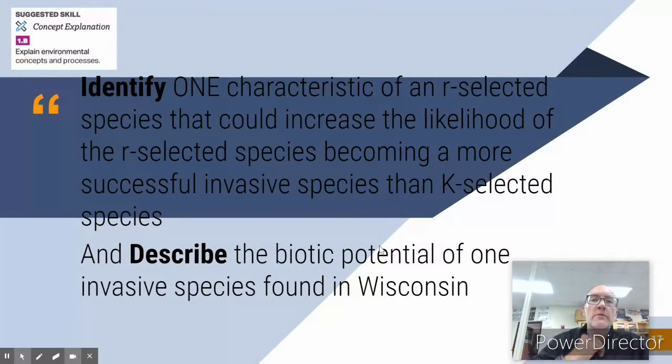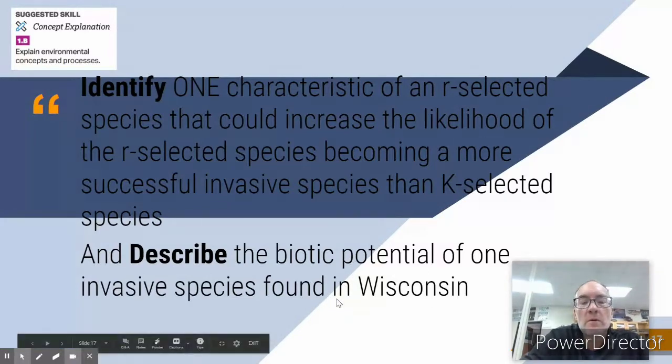All right, now it's your turn again. I'd like you to identify a characteristic of an R-selected species that could increase the likelihood of that species becoming a more successful invasive species than a K-selected species. So what's a characteristic of R-selected species which would make it a good invasive species? And describe the biotic potential of one invasive species found in Wisconsin. So do some research, find an invasive species found in the state of Wisconsin. How many offspring do they have? How quickly can they reproduce under maximum conditions? All right, good luck.